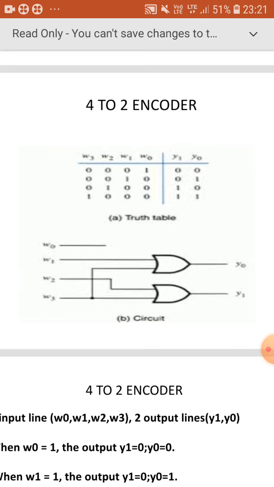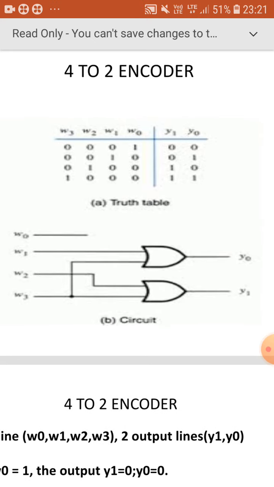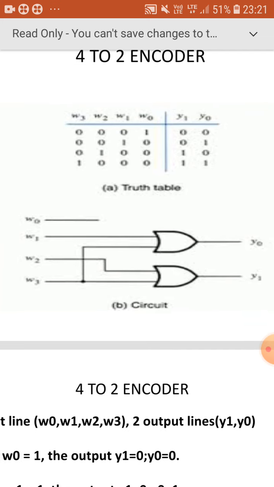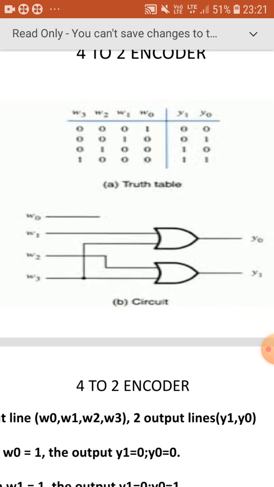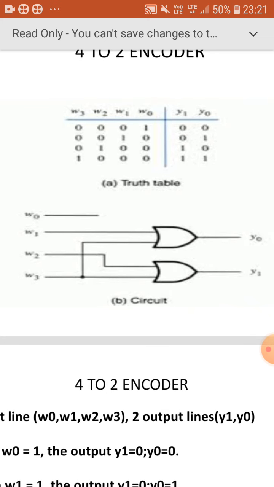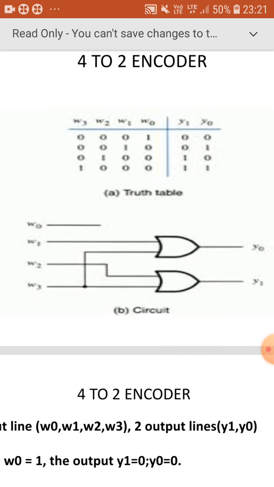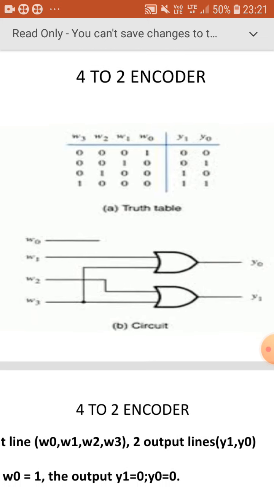So this is the circuit diagram for 4 to 2 encoder. In this, if W0 is 1, then the output will be 0, 0. If W1 is 1, then the output will be 0, 1. If W2 is 1, then the output will be 1, 0. If W3 is 1, then the output will be 1, 1.